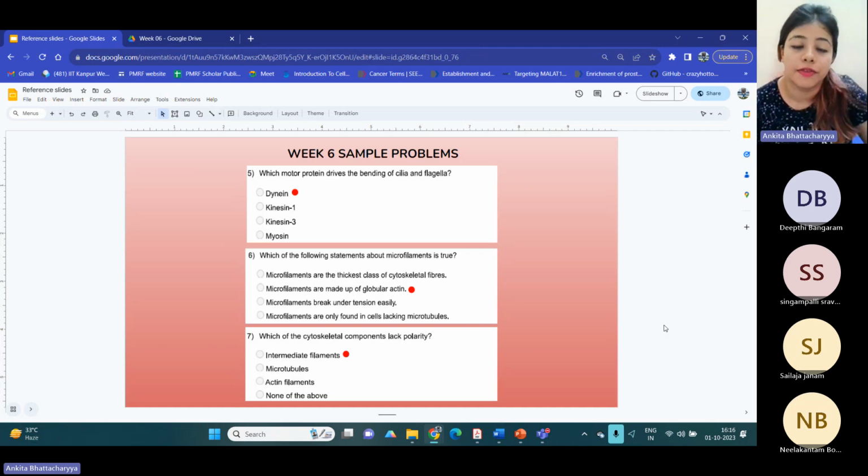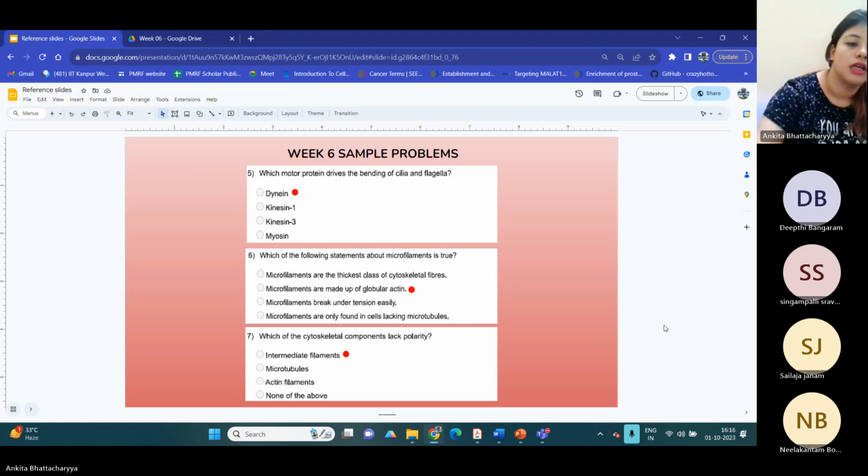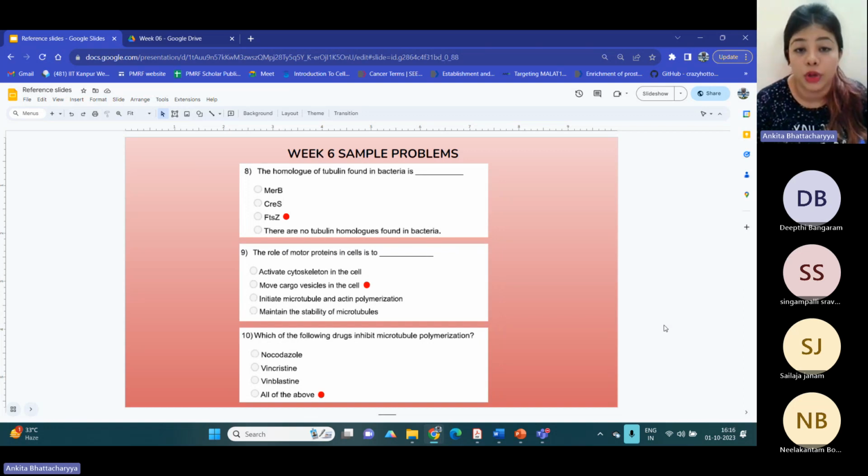Then in question 7, we are asked which of these cytoskeletal components lacks polarity: intermediate filaments, microtubules, actin filaments, or none of the above. We have discussed this very extensively, and you know the correct answer: it would be intermediate filaments, or IFs. Then the homologue of tubulin that is found in bacteria is MreB, CreS, FtsZ, or there are no tubulin homologues. Of course, the correct answer to that is FtsZ.